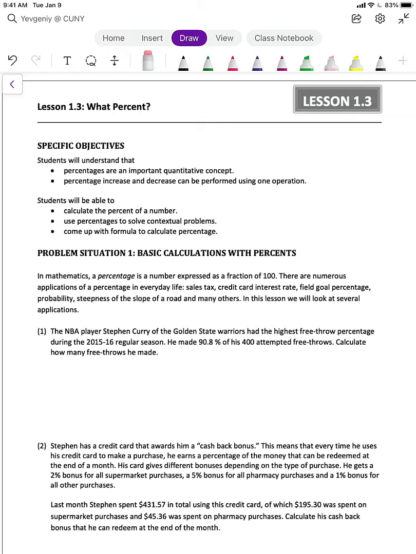Okay. So in this lesson, let's look at the objectives that we'll be covering. By the end of the lesson, we're going to understand that percentages are an important quantitative concept, that percentage increase and decrease can be performed using one operation. We'll also be able to calculate the percent of a number, use percentages to solve contextual problems, and come up with the formula to calculate percentage.